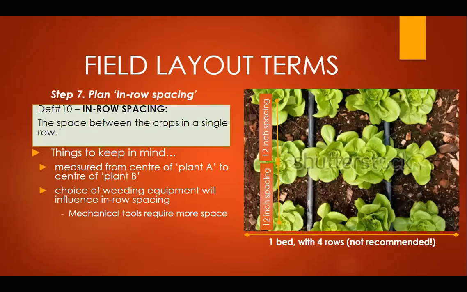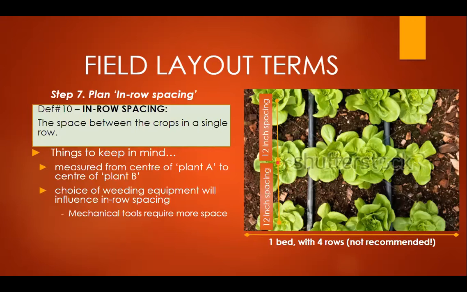Okay, and our last definition here is the in-row spacing. Previously we were talking about between rows, and here we're talking about in-row spacing. In-row spacing is measured from the middle of plant A to the middle of plant B. Just like our bed width was measured from the middle of the pathway to the middle of the pathway, this is measured from the middle of plant A to the middle of plant B.